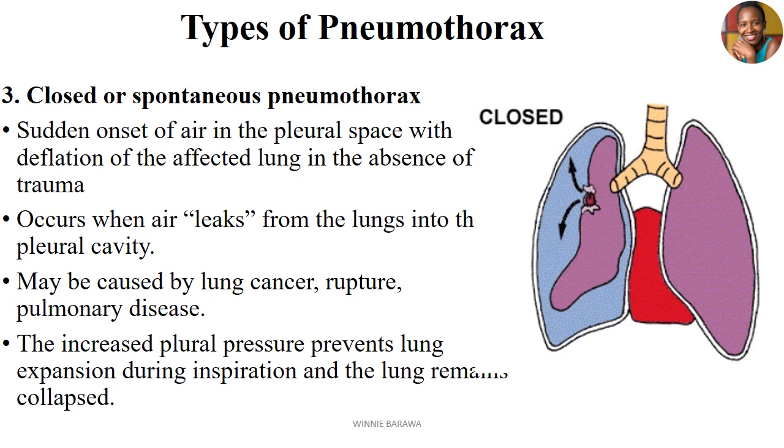So unlike the tension and the open pneumothorax where we have an injury on the walls of the chest, in the closed or spontaneous pneumothorax, we have a direct injury on the lungs. So that's the difference. The injury or the leakage is happening directly from the lungs. It's not due to entry from the atmosphere.